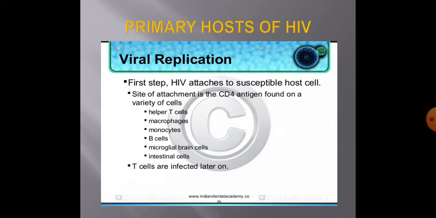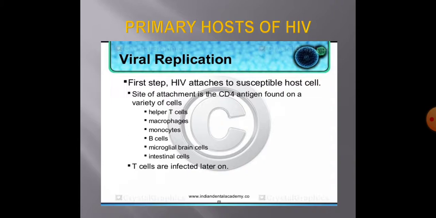What is the primary host of HIV? The primary hosts of HIV are helper T cells, which is a kind of white blood cells which constitute your immunity. In addition to helper T cells, macrophages, monocytes, B cells, microglial brain cells and intestinal cells may also be affected by this virus, but all the hosts share a common feature, which is the presence of CD4 antigen.